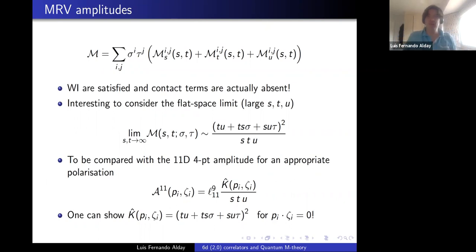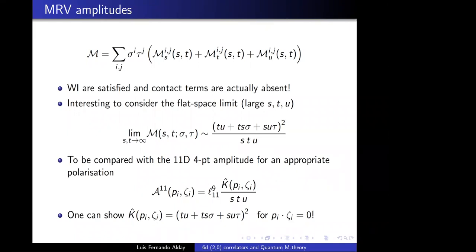Then you can ask whether I could still add some contact term that satisfies these Ward identities. And what happens is that this would violate the flat space limit that I will explain in a second. Okay? Yeah, okay. Thank you.